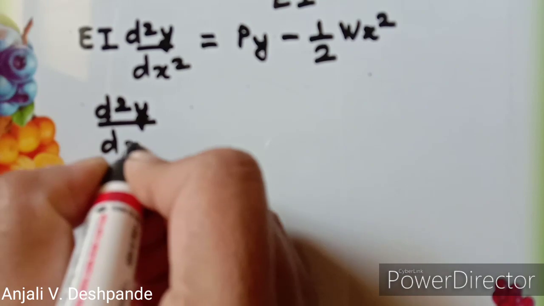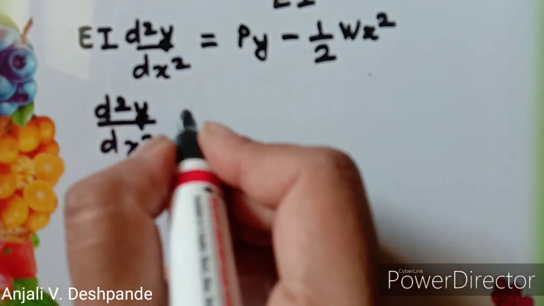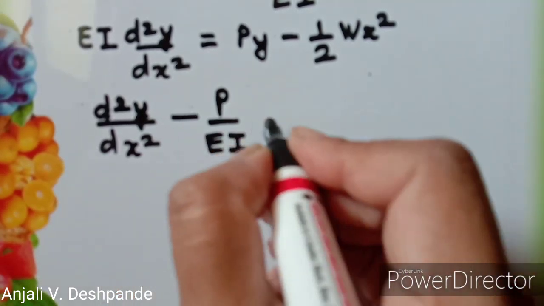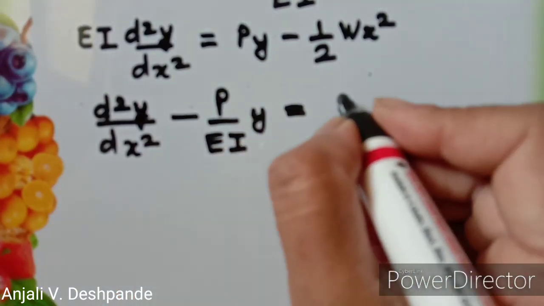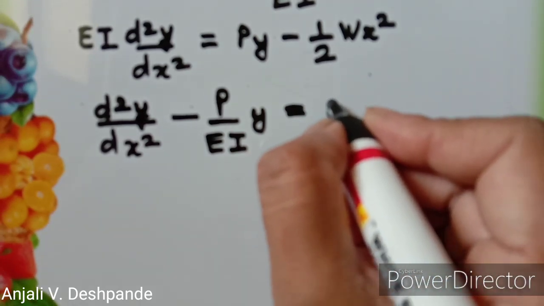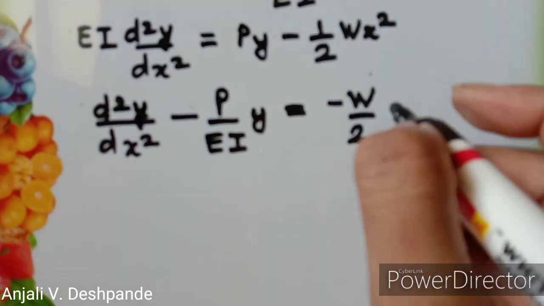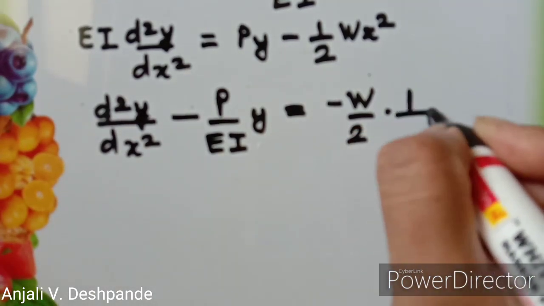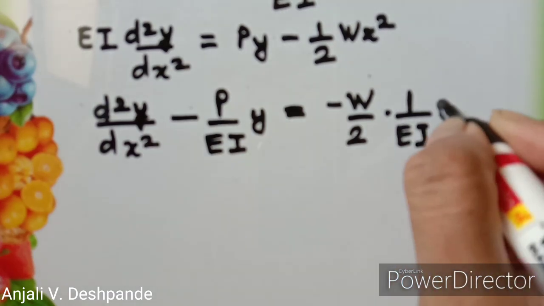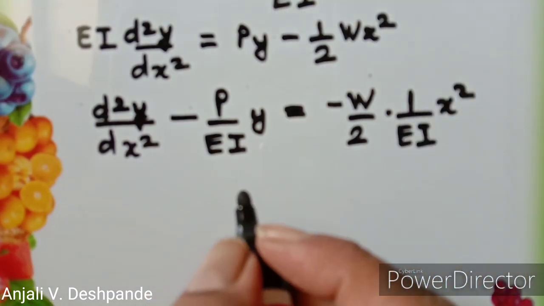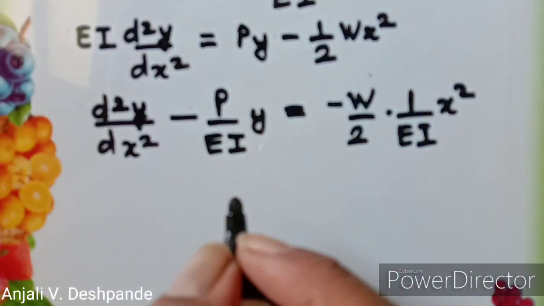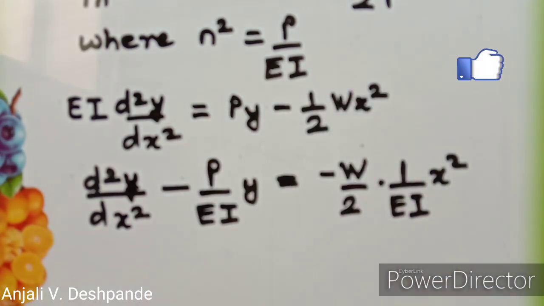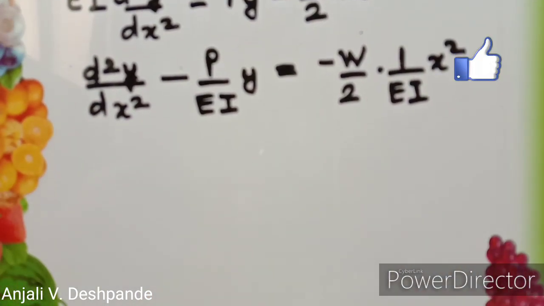So after dividing throughout by EI and rearranging the terms, see what we are getting. d2y by dx square minus p upon EI y is equal to minus w divided by 2 into 1 upon EI x square. This is what we are getting. Now earlier we were given that n square is equal to p upon ei, so that we are going to make use of in this equation.